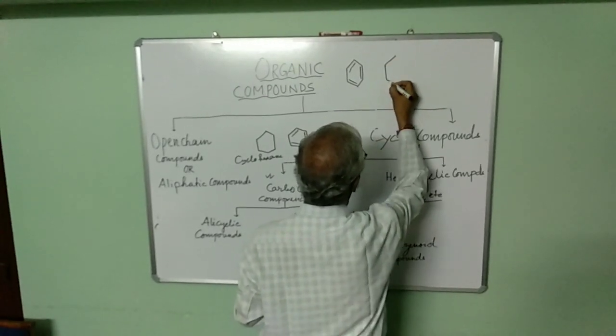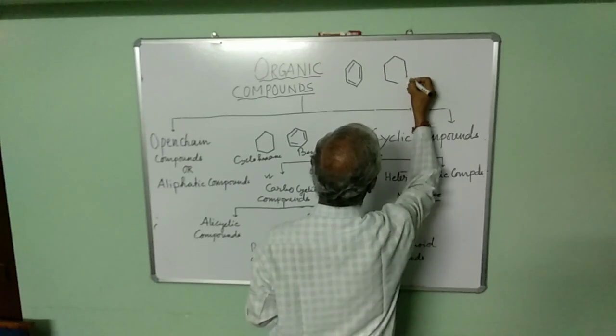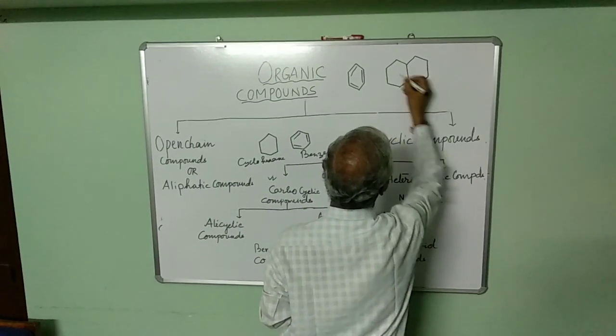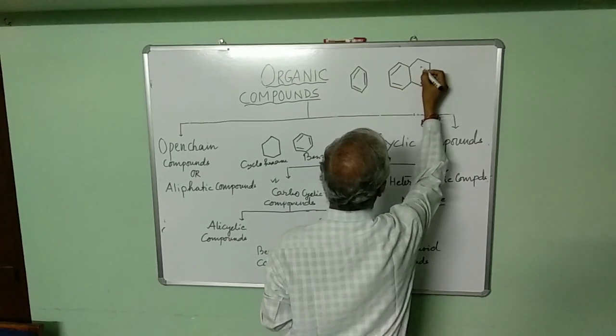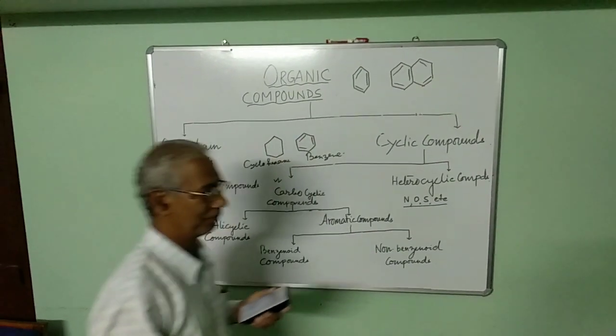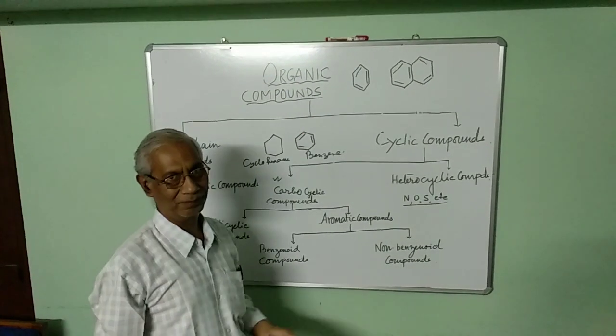Next, naphthalene. Next, anthracene. This is naphthalene. It is benzene.